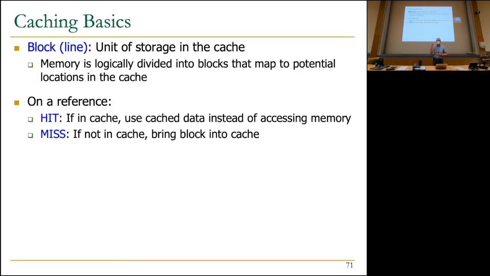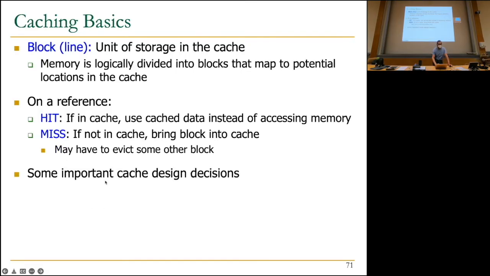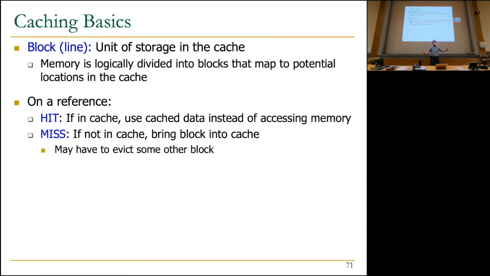You need to somehow predict, either as a programmer, if you can manage the cache, or at the hardware level, whether the block is going to be needed. Okay, but this is the hit and miss and what you do on a hit and miss. And then there are many other questions. If you miss, of course, you may have to evict some other block because the cache is full. How are you going to bring the new block into the cache? You need to evict something else, right?